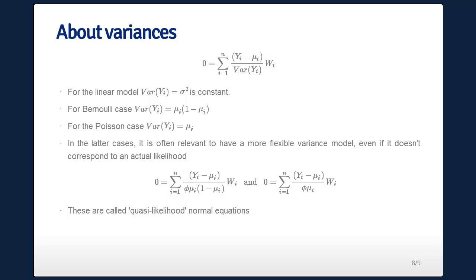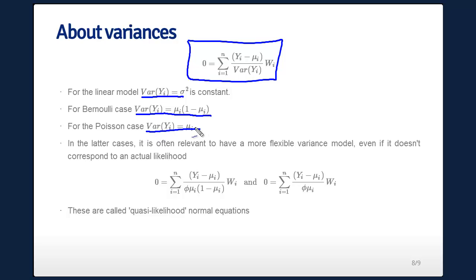I have them rewritten right here, just to remind us again. For the linear model, the variance of y is just sigma squared, constant. For the Bernoulli case, the variance of y is mu i times 1 minus mu i. So the parameters that we're interested in occur in the numerator and the denominator. For the Poisson case, remember the variance of yi is mu i. Also remember mu i itself is g inverse of the linear predictor. So there isn't one parameter per subject.